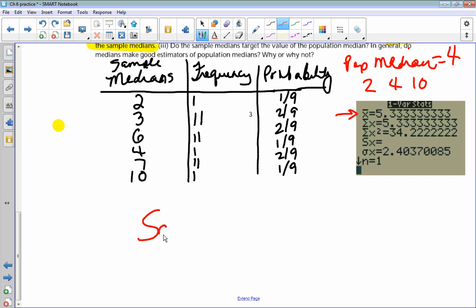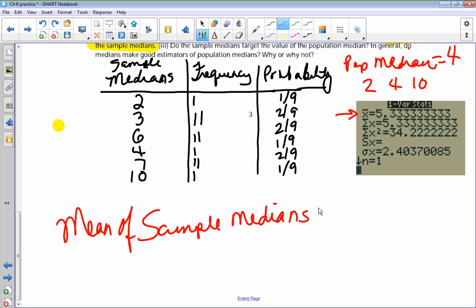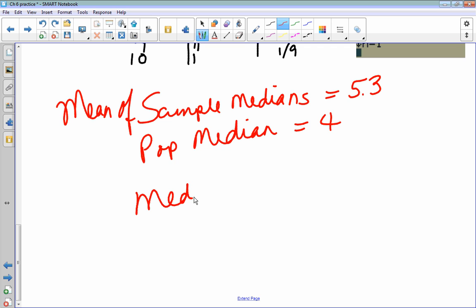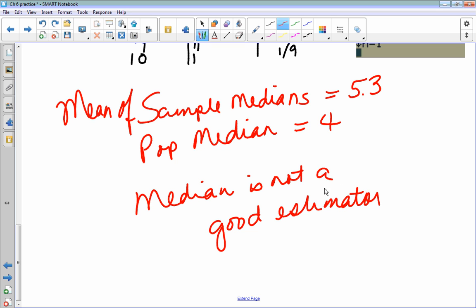So the mean of the sample medians is equal to 5.3. My population median is 4. You can see that the median is not a good estimator of the population.